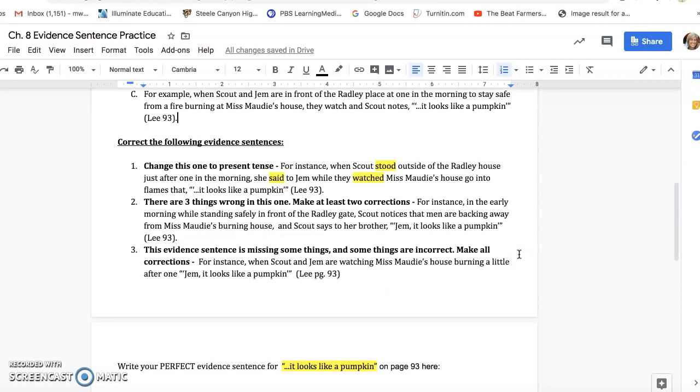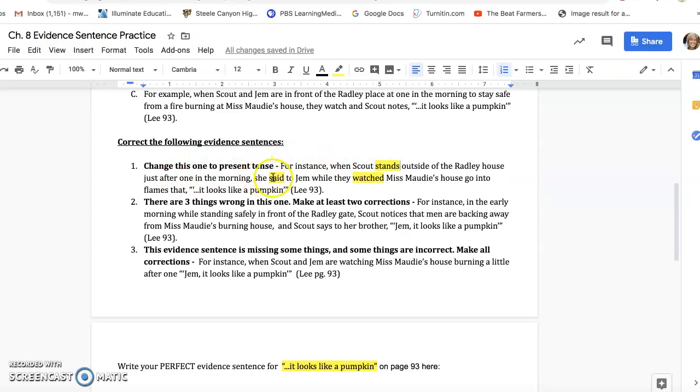So if you look here, you're going to find that these are in past tense. You have the verbs in past tense, and we don't want to do that. So let's change it. For instance, when Scout stood outside of the Radley house, instead of stood, what could it be? Stands.